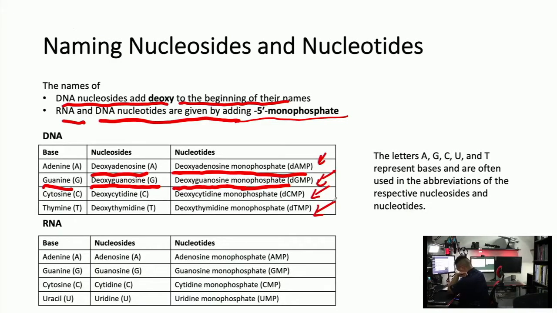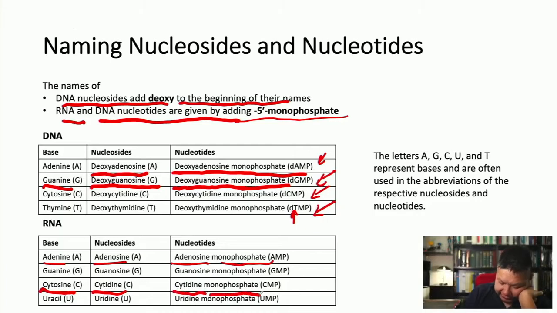Moving on to RNA. Adenine is just adenosine, whereas its nucleotide form is adenosine monophosphate, right? No D like there was here, okay? Cytosine here is cytidine, so CMP is cytidine monophosphate, right? So the names are pretty self-explanatory. Just remember that whenever it's a DNA molecule in nucleotide form, there's always a D. RNA, there's not a D, right?